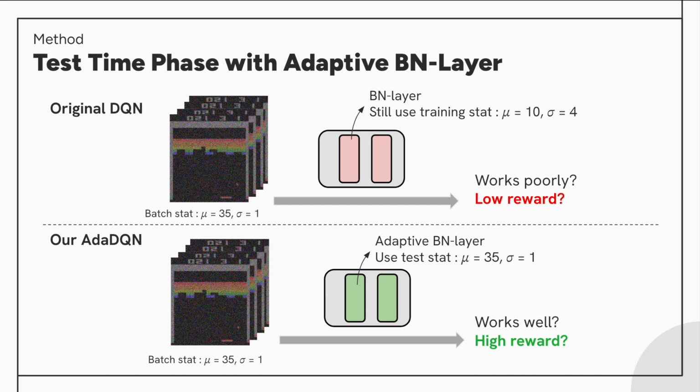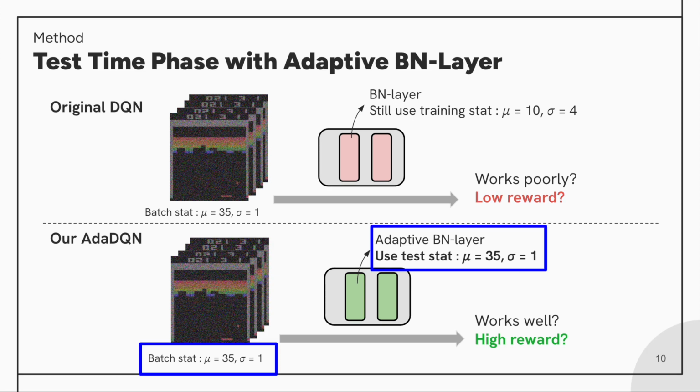This is how our AdaDQN works in detail. We adopt the idea of adaptive BN layer we introduced in the related work section. We integrate adaptive BN layers into our Q model, where it uses the statistic from the testing batch during inference. With this adaptive BN layer, we hope that the Q model can adapt its prediction toward the current test batch and improve the performance of the agent under covariate shift environment.